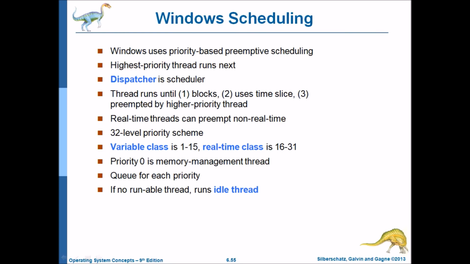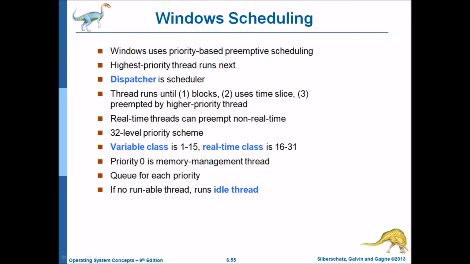Now, the dispatcher uses a 32-level priority scheme to determine the order of thread execution. The priorities are divided into two classes: the variable class and the real-time class. The variable class contains threads having priorities from 1 to 15, and the real-time class contains threads with priorities ranging from 16 to 31. There is also a thread running at priority 0 that is used for memory management.